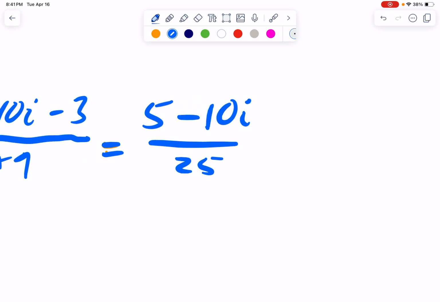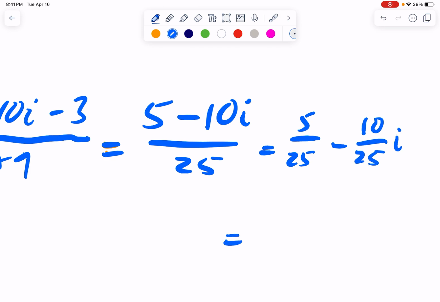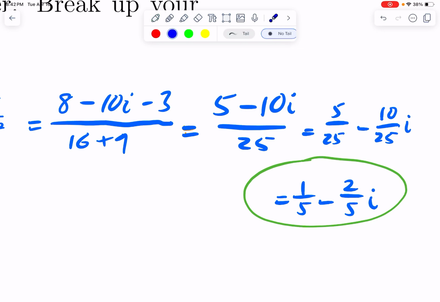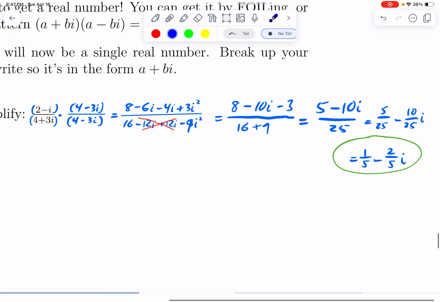And now let's just break this up. This is really 5 over 25 minus 10 over 25i. So in our simplest form, there are fractions involved, which is not a shock given that we did division. But we're able to express this in what we're used to for a complex number. We just see this real number, and then we're adding or subtracting this imaginary part. We took something that was more complicated. It had i's in the numerator and the denominator, but we were able to get it in terms of here's the real thing, here's the imaginary thing, and we're just adding or subtracting.